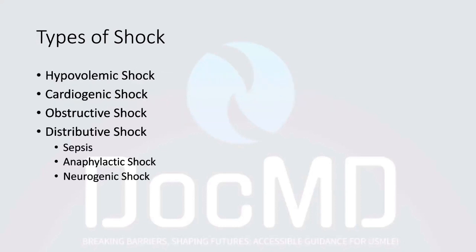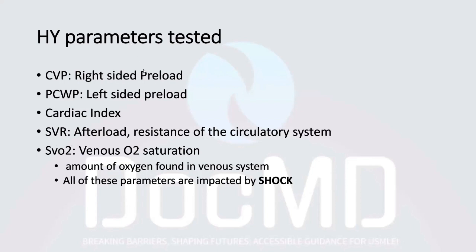The types of shock which we're supposed to know are hypovolemic shock, cardiogenic shock, obstructive shock, and distributive shock. What the USMLE exams mainly test you on is, to an extent, management obviously, but another thing is how the parameters change in each of these shocks. All of these shocks are identified by different hemodynamic parameters, and I'll show them to you on the next slide. So these are the ones that you need to know.